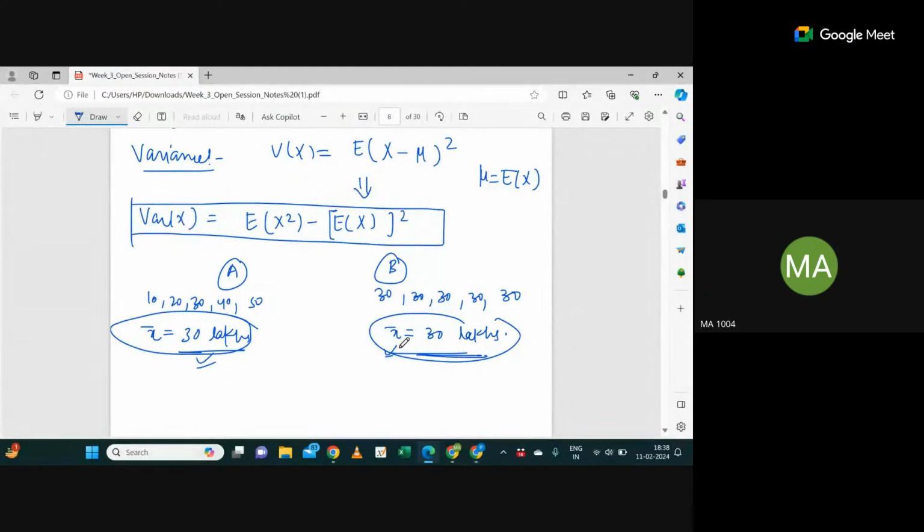Yes or no? Suppose yes, so you will prefer the students of university B instead of university A, correct? Why? Because there is less variability, correct? Are you getting my idea, yes, right?